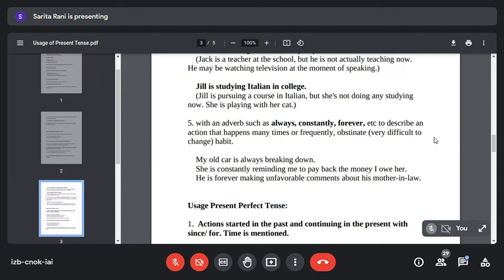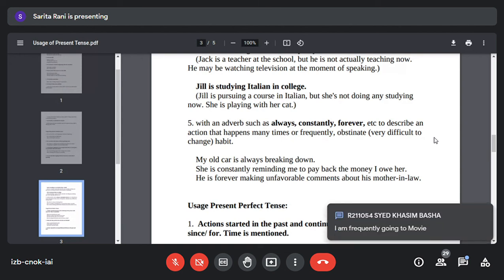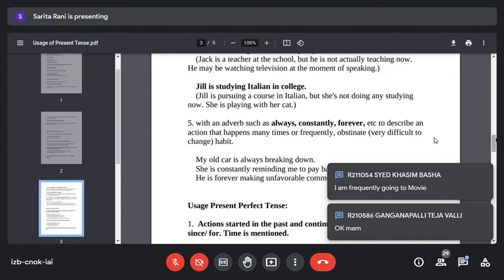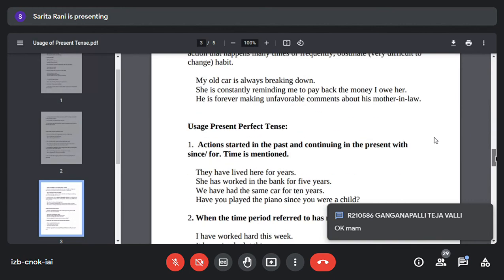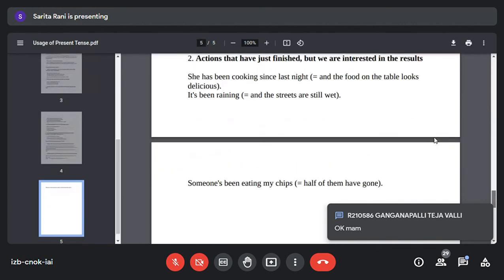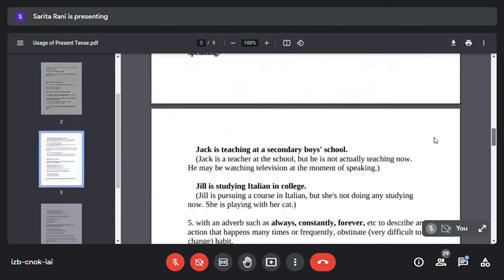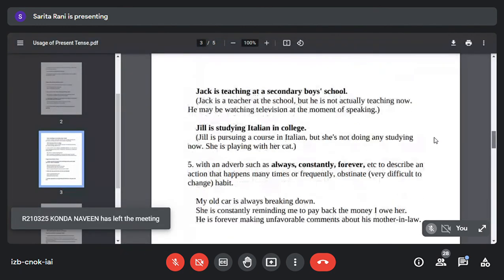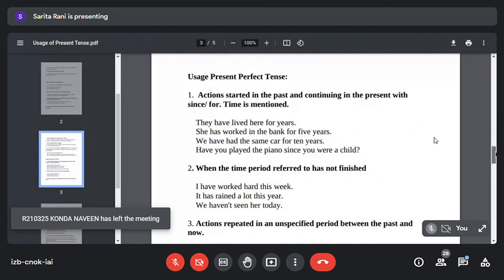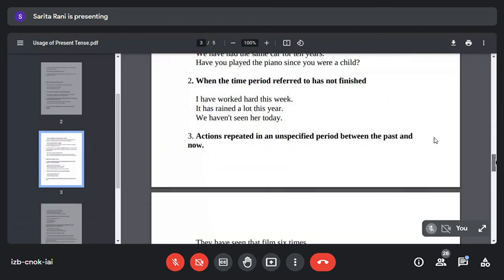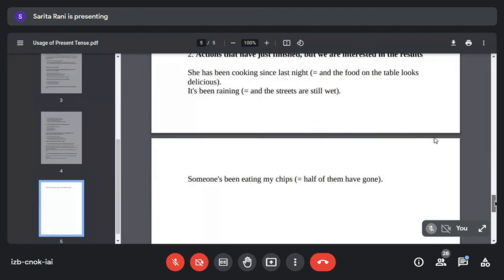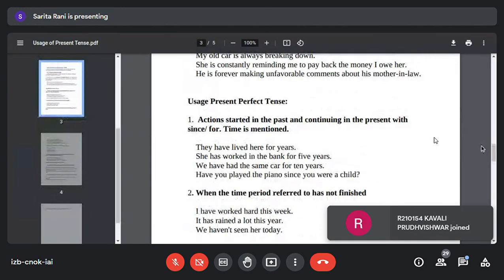Okay, now I will move on to the next point. Is that okay? Present perfect tense, one second. Yeah, I will tell you. Okay, what shall we do? Will you be there with me for half an hour more so that I can complete this? Both of you be here for half an hour more, then I will complete everything. What do you say? Chat and let me know.